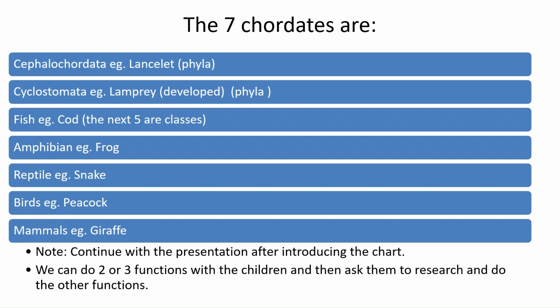Here we have the 7 chordates. We have already mentioned it. And lancelet, lamprey, fish, amphibian, we have the frog, reptile, snake, birds, peacock, mammals, giraffe. So you can substitute with any of the animals you want.